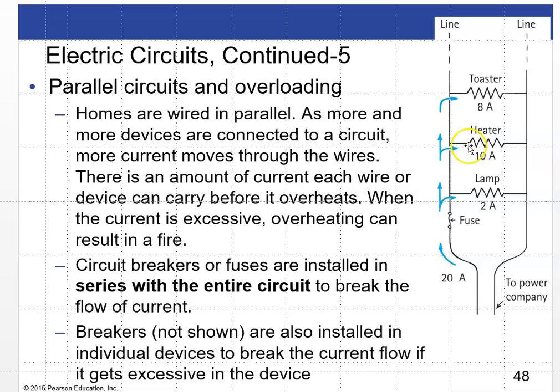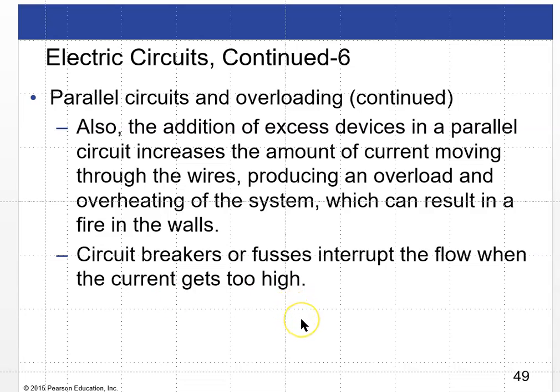So, for instance, especially in heaters and toasters, because these things typically draw a lot of current. So you want to make sure you keep that safe. If you add too many devices in a parallel circuit, you increase the amount of current moving through the wires. This can produce an overload and overheat the system. And unless the circuit breaker opens or the fuse blows, you can end up with a fire in the walls. You do not want fire in the walls.